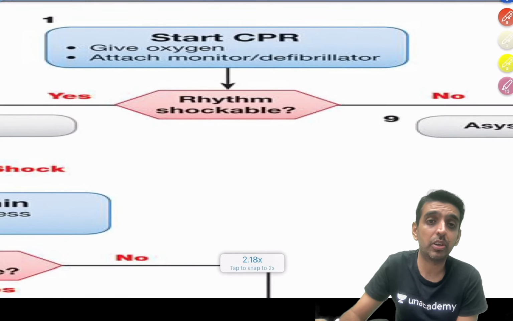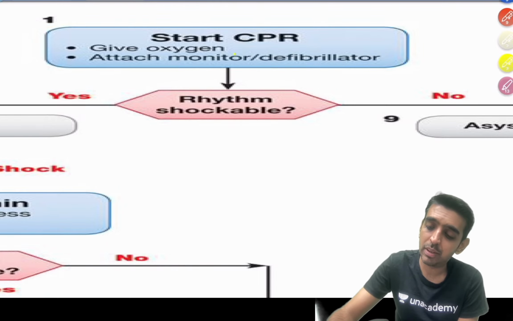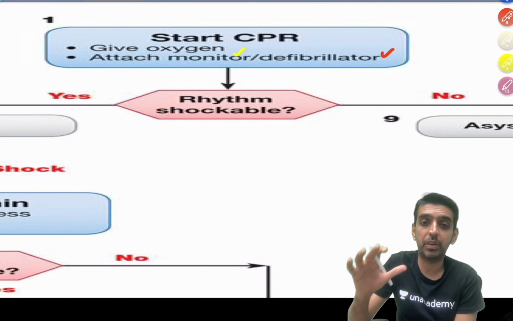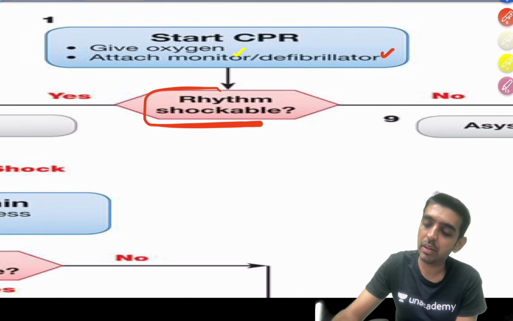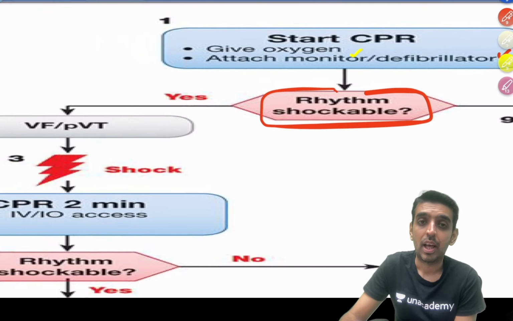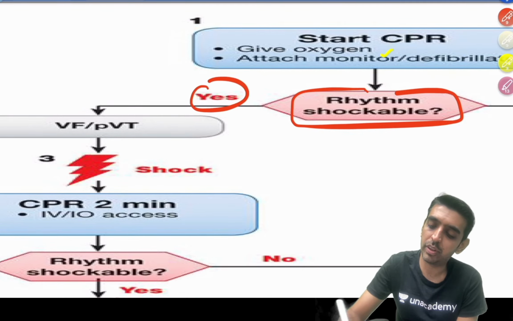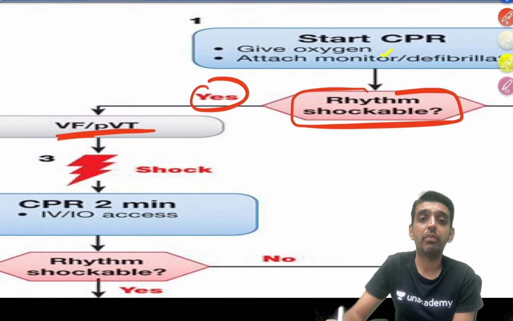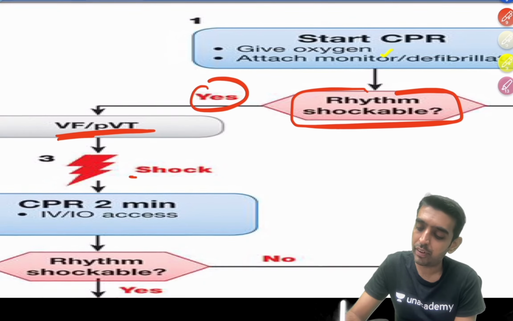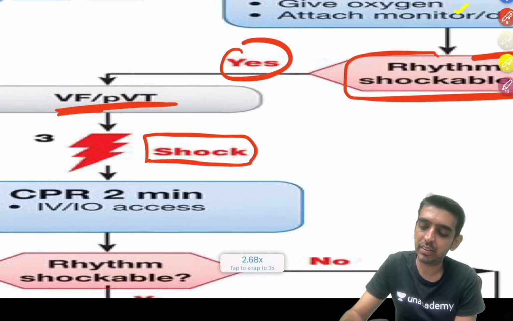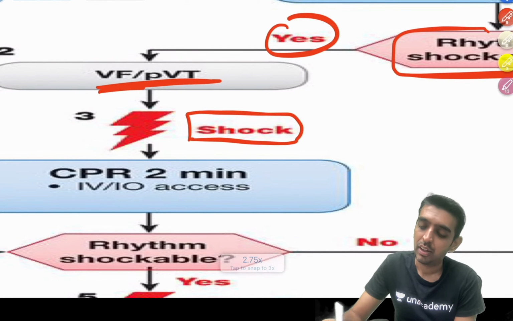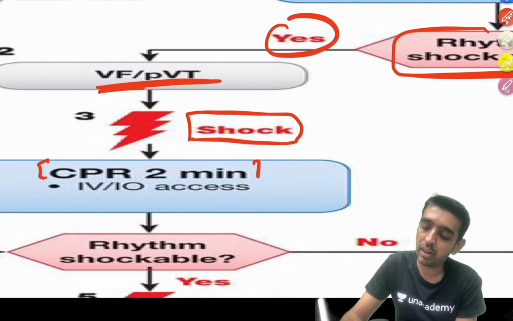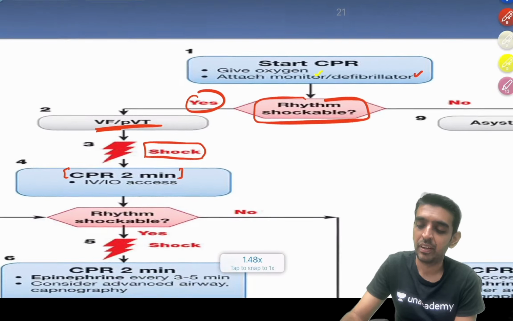So we have started the CPR, we have attached the monitors, we have also attached the defibrillator to the patient. Now the rhythm is what we are monitoring, and the rhythm is shockable. Which are the shockable rhythms? VF and VT. So after delivering the shock, what are we doing next? Just look at it. What are we doing next?